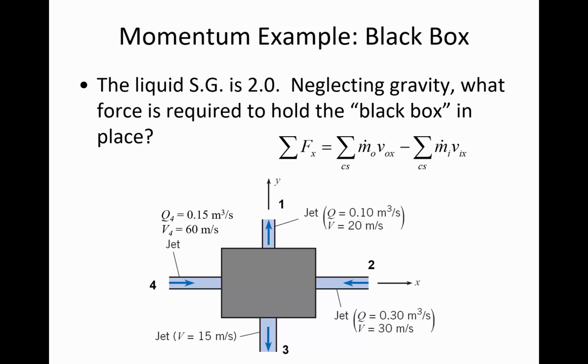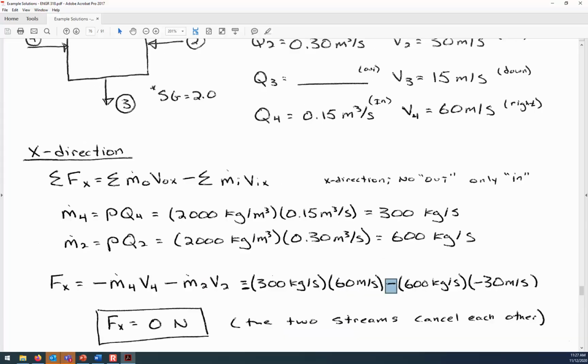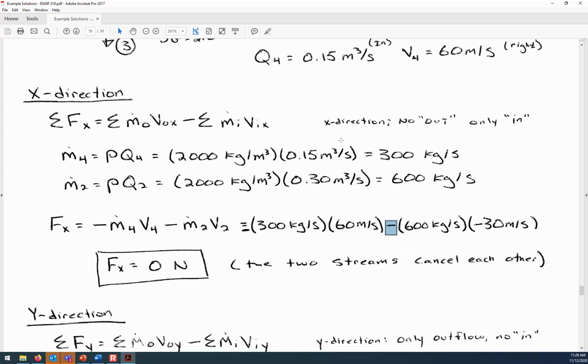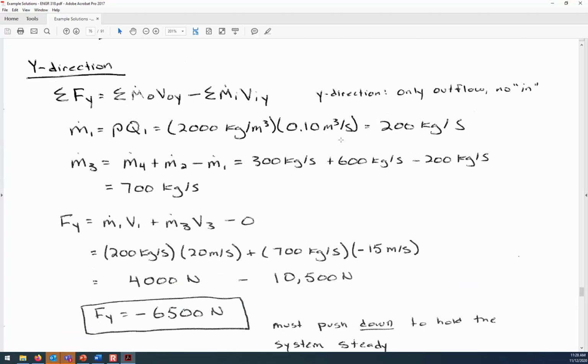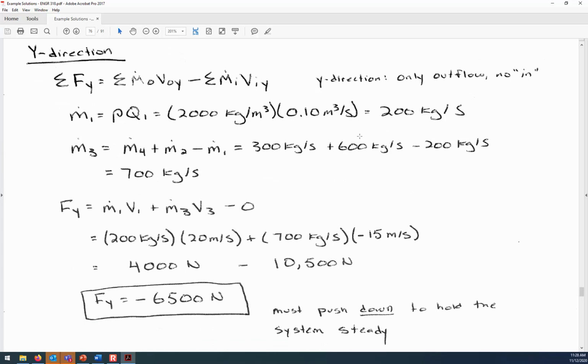Okay, let's look at the vertical here. We just finished the horizontal earlier and found that no force is required in the x direction, but that won't be true in the y direction because there's an imbalance in how much of the flow is going up versus going down. So in the y direction, we only have outflow. There's no inflow. What that means is that we're going to cancel out, this time, the second term of the momentum equation.